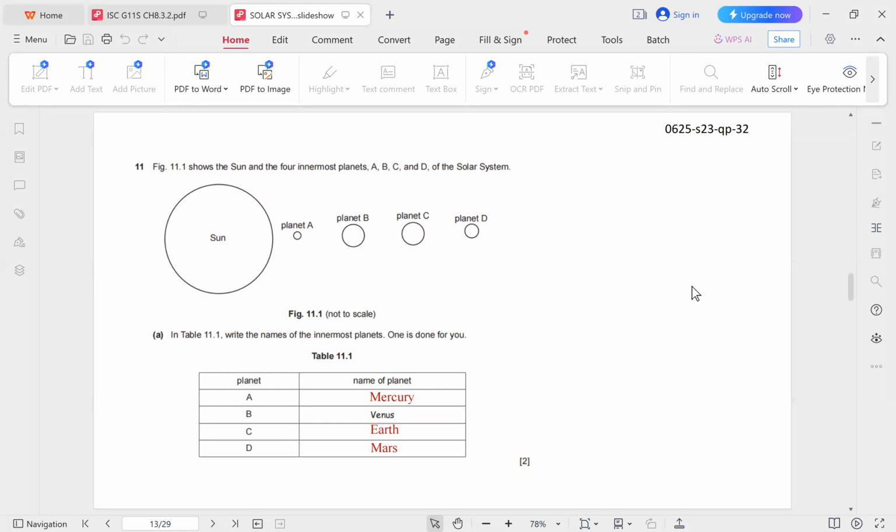Figure 11.1 shows the sun and the 4 innermost planets, A, B, C, and D of the solar system. In table 11, write the names of the innermost planets. One is done for you. So, of course, again, they're Mercury, Venus, Earth, and Mars.